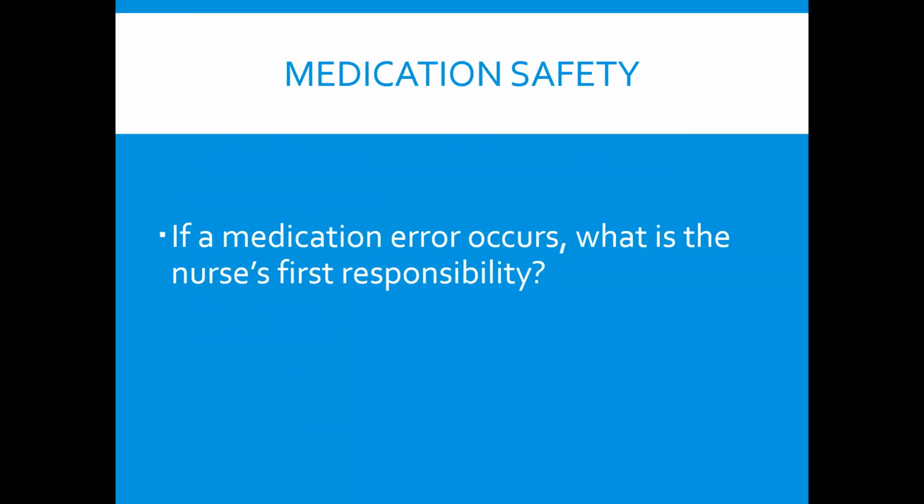A lot of places use the SBAR, which is a tool to make sure that they have all the information they need before they call the physician. Next, you need to fill out an incident report. Let the facility know that it occurred, so make sure that it doesn't happen again. You don't want to accidentally do something and it cause harm. But even if it didn't cause harm, you don't want it to happen again and potentially cause harm the next time it happens.